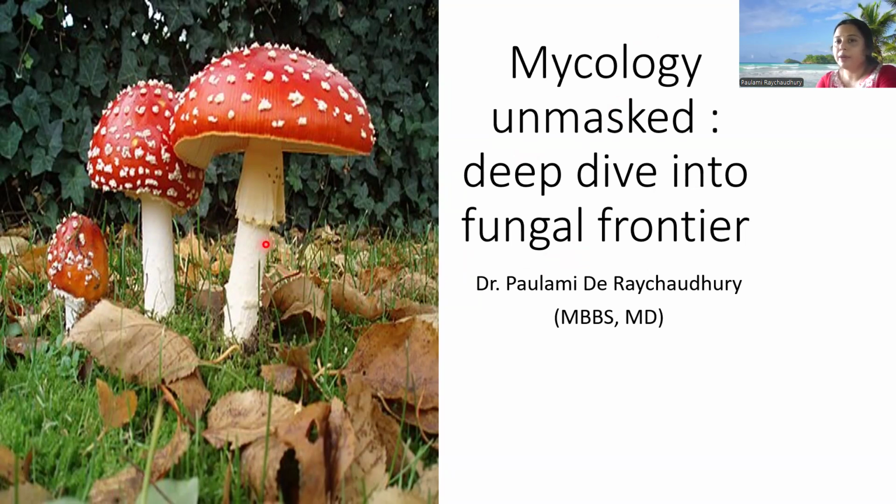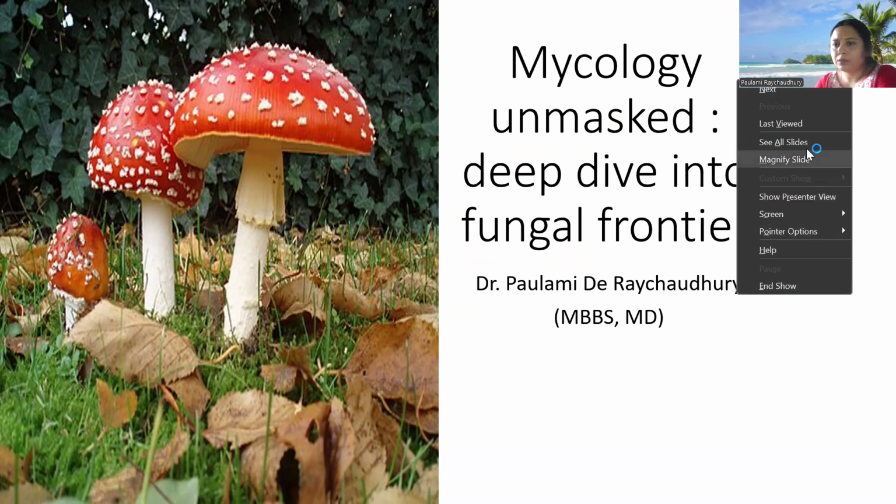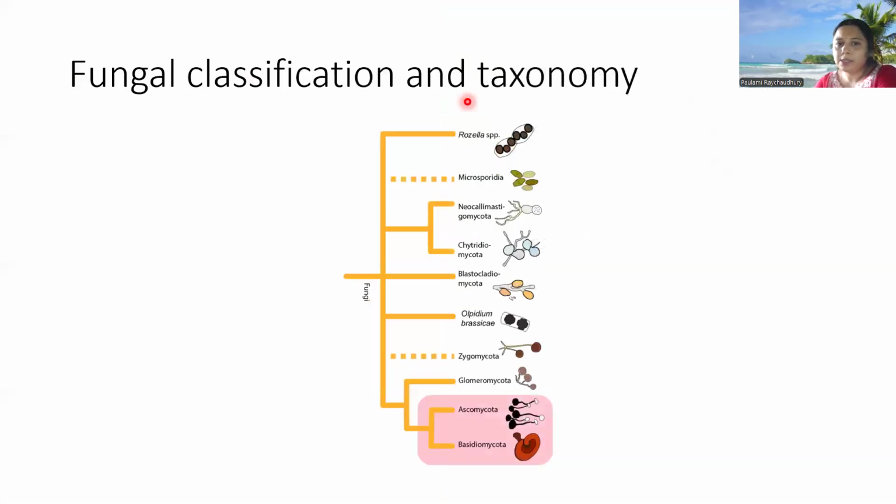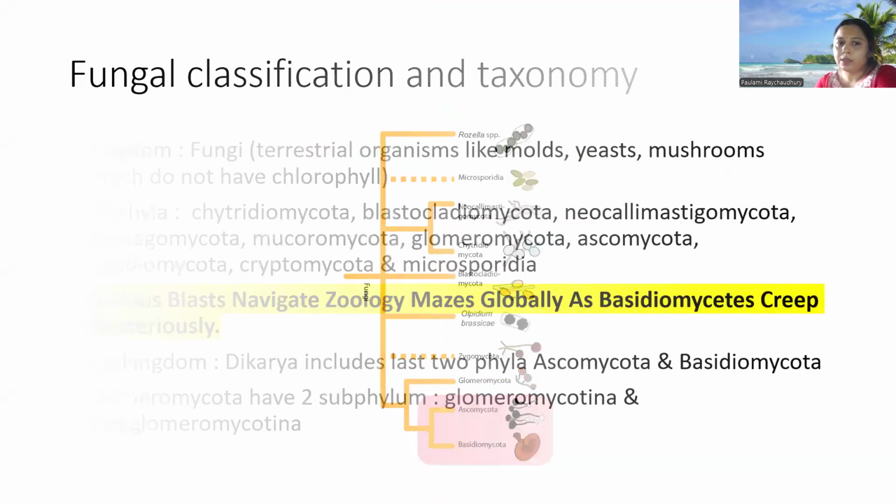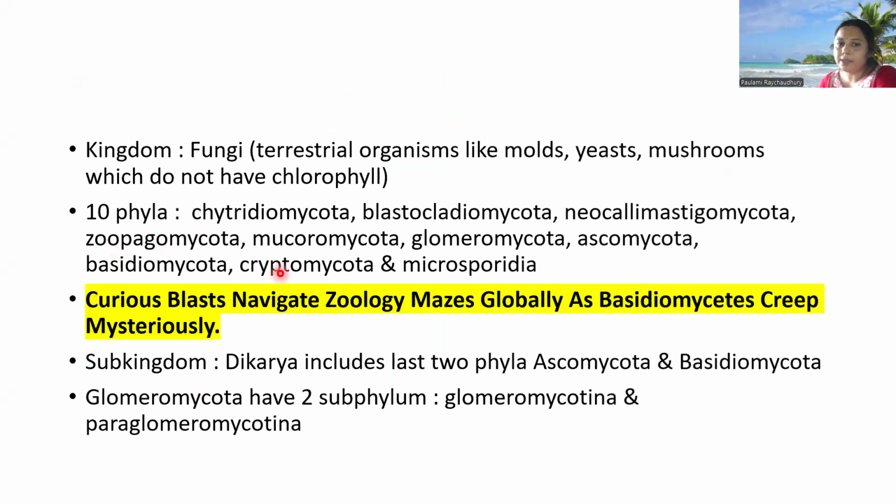Today I will discuss part 2 of the overview of mycology. In the last session, we came to know about the taxonomy and classification of fungi. This is the fungal classification and taxonomy. Now, the latest one, we learned there are 10 phyla. Now coming to the phyla one by one.